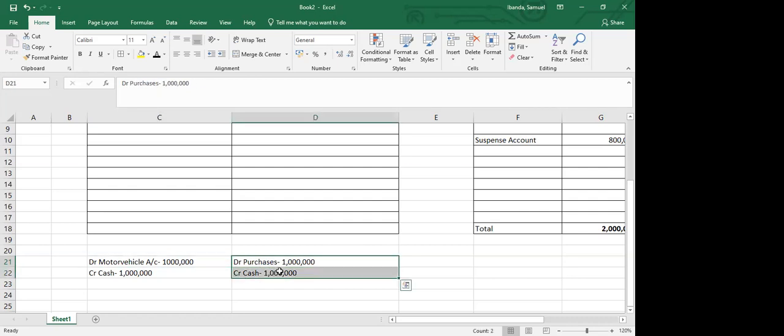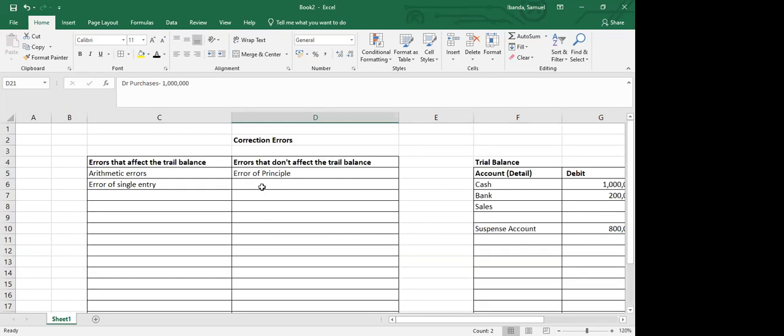Now, this is an error that will not be detected by the trial balance. So at the end of the day, you would not need the suspense account to correct this, but this is an error that you need to correct as well. That is very important for us to understand. Now, we can also have error of commission.